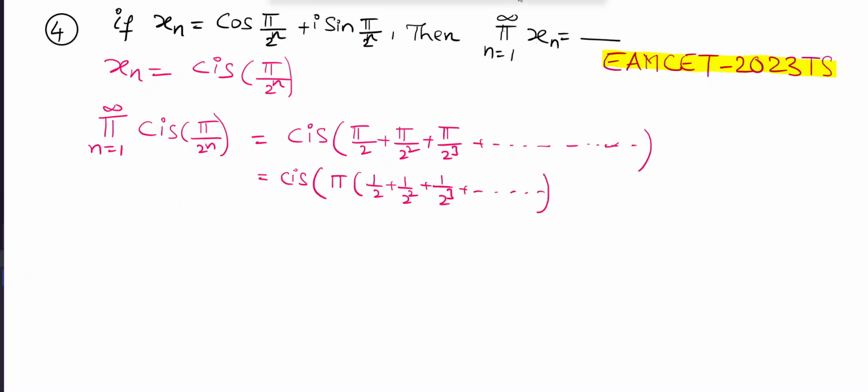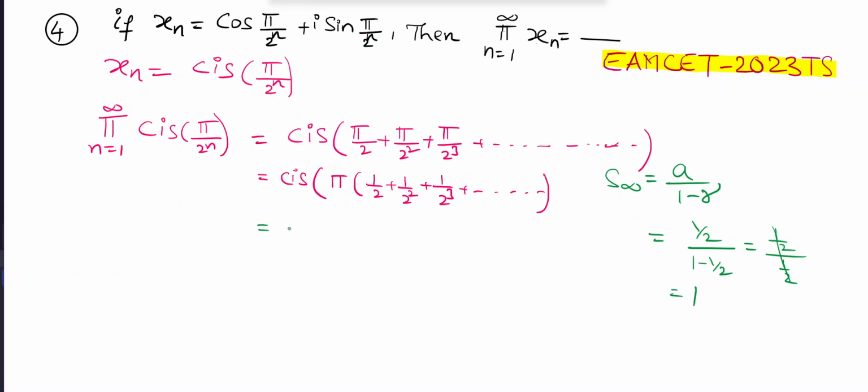This is an infinite GP. We know the formula for an infinite GP, S infinity is equal to a by 1 minus r. Here the a value is 1 by 2 and the common ratio is 1 by 2. So 1 by 2 divided by 1 minus 1 by 2, which is 1 by 2 divided by 1 by 2. The 1 by 2 cancels, so this is equal to 1.